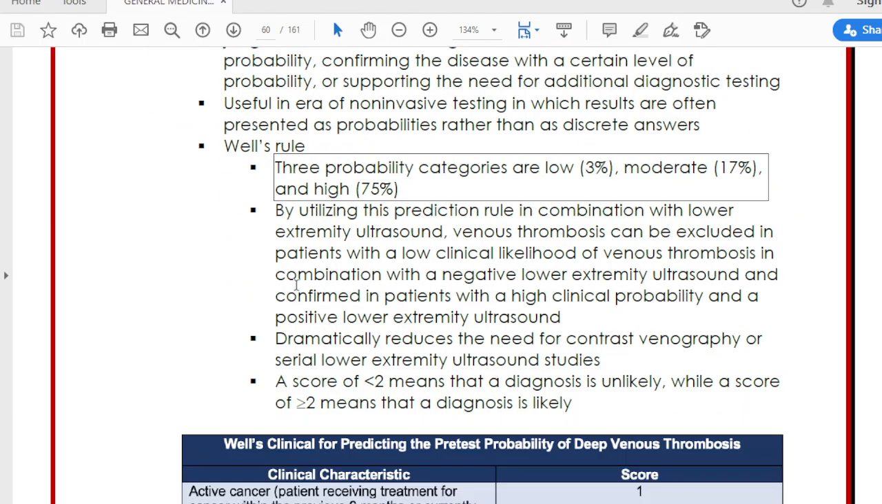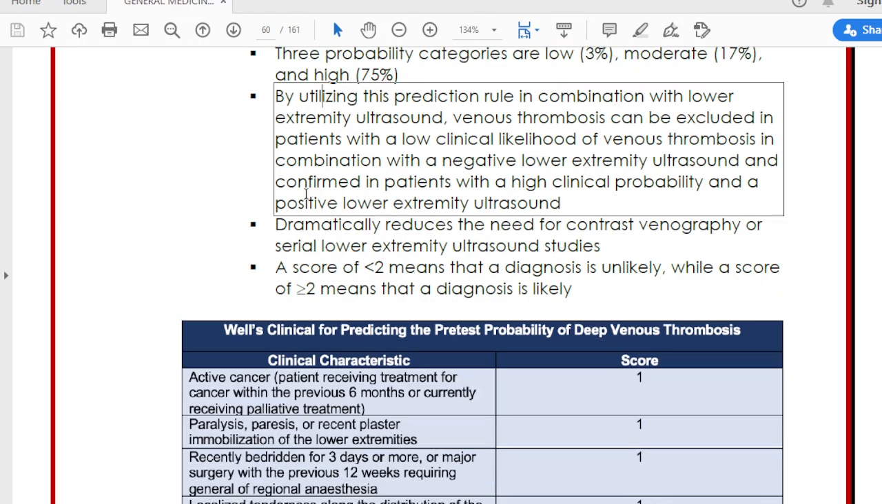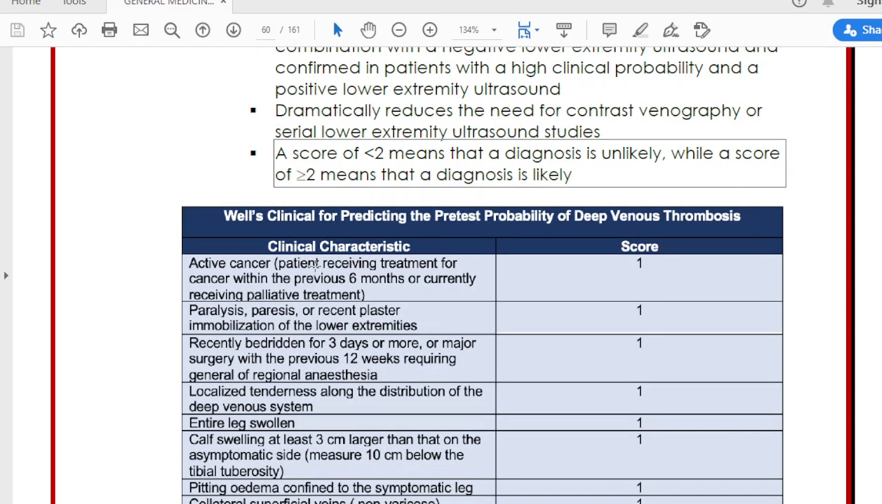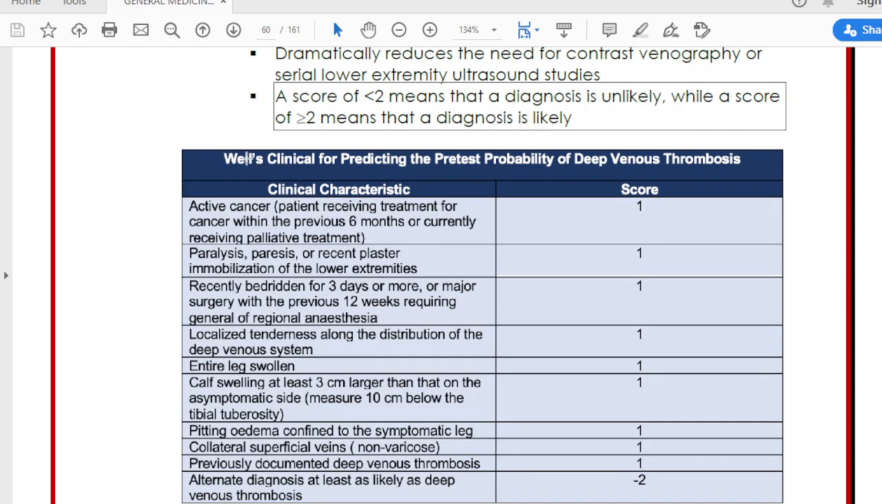Wells rule. 3 probability categories are low, 3%, moderate, 17%, and high, 75%. By utilizing this prediction rule in combination with lower extremity ultrasound, venous thrombosis can be excluded in patients with a low clinical likelihood of venous thrombosis in combination with a negative lower extremity ultrasound and confirmed in patients with a high clinical probability and a positive lower extremity ultrasound. Dramatically reduces the need for contrast venography or serial lower extremity ultrasound studies. A score of less than 2 means that a diagnosis is unlikely, while a score of 2 or more means that a diagnosis is likely.